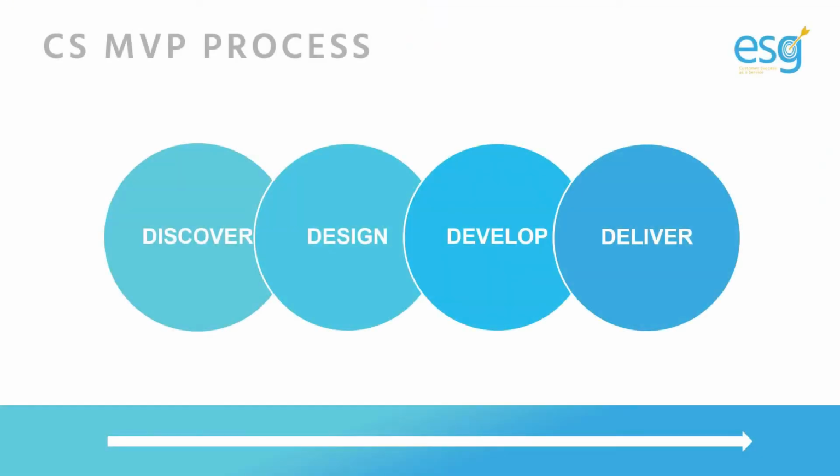Now that we know what a CS MVP is, let's dive into how to apply the CS MVP to your CS initiatives. There are 4 overall phases that make up the MVP process: discover, design, develop, and deliver. In the discover phase, you'll want to focus on drafting your MVP charter, which describes the objectives of your MVP, outlines how it will be carried out, identifies stakeholders involved, and specifies a time frame of delivery.